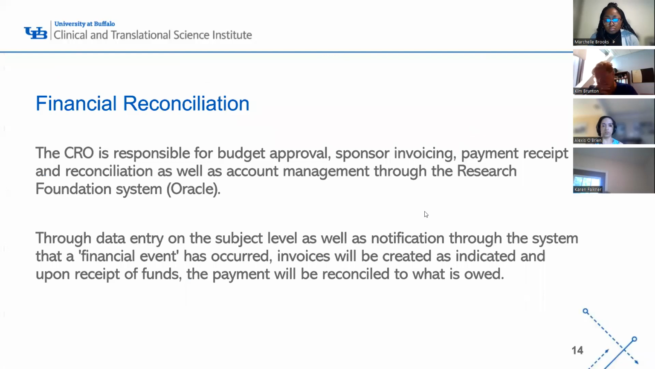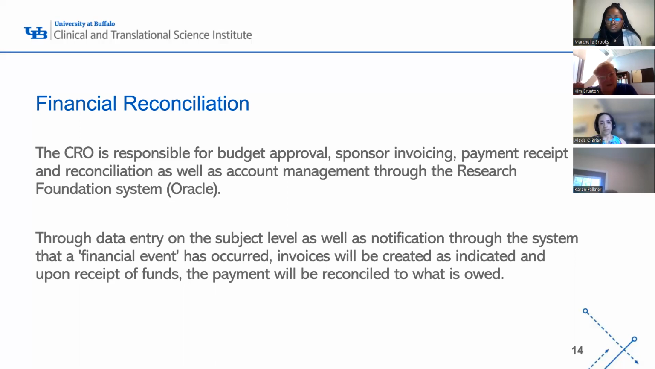Financial reconciliation. The CRO is responsible for the budget approval, the sponsor invoicing, payment receipt, reconciliation, as well as account management through the Research Foundation system. So OnCore does receive some of the reporting through integration with the Oracle system at SUNY, so that we can get that information to you. We can do some really nice financial reporting.